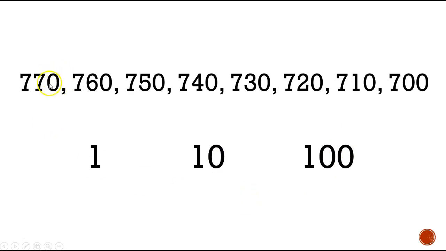Let's look at the ones place. Is the ones place staying the same? Yes, it is. How about the tens place? Is the tens place staying the same? No, it is not. Is the hundreds place staying the same? Yes, the hundreds place stayed the same. So we can say that these numbers are going down by tens.